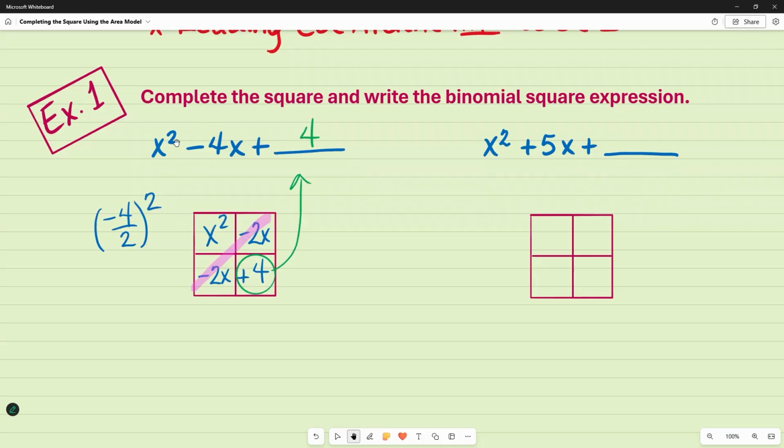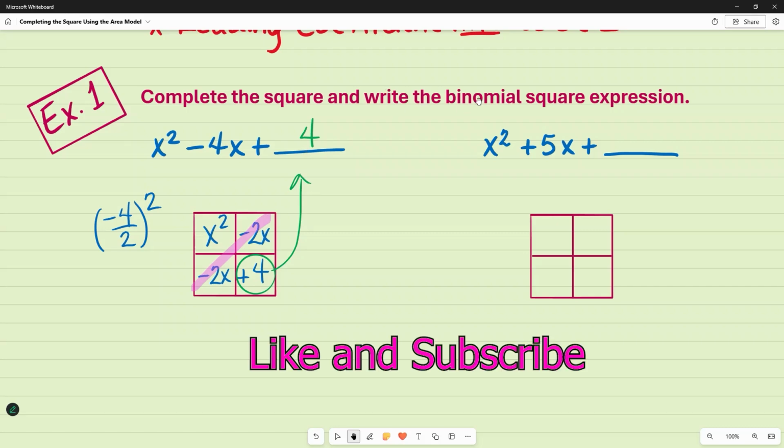What just happened is I took my first term, I placed it in my first box. I took the middle term b and I divided it by 2. And that is going to give me -2. I placed that in the second and the third box. And now I take that -2 and I square it, which is going to give me a +4. That completed this square. This same number goes in the blank.